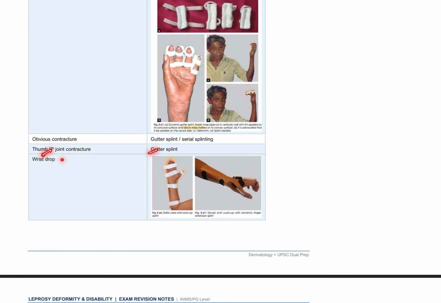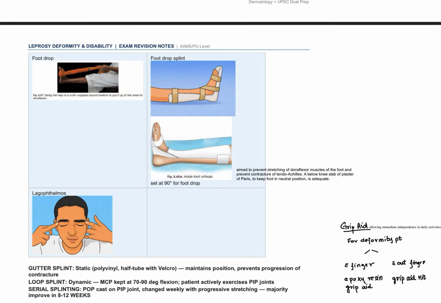Gutter splint is also used for wrist drop. We use this static volar wrist cock-up splint, and for dynamic, this can be used. So a wrist hand orthosis can be used here. For foot drop, this is the exercise where we can take a cloth wrapped around the forefoot to pull it. We have to basically prevent the contracture of the tendoachilles. A below-knee slab can also be applied.